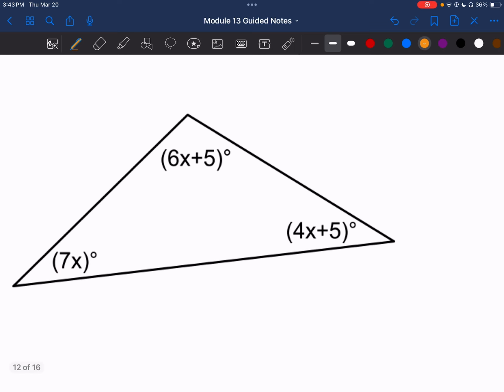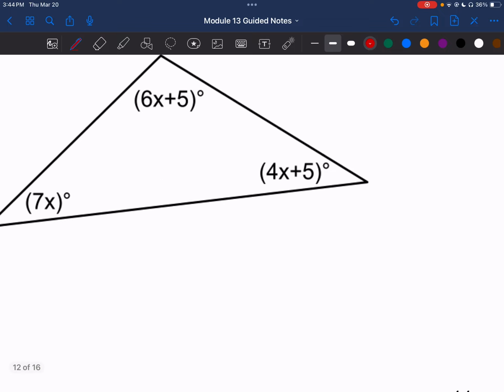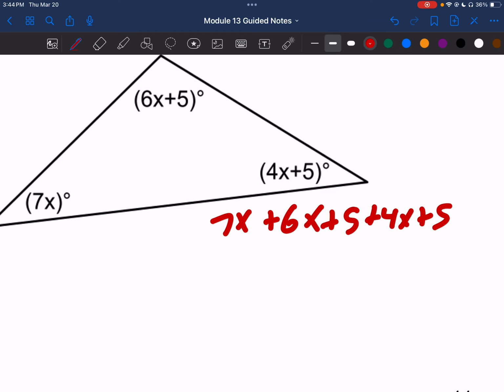All right, now, this one's a little bit different because we're given each of these angles as an expression that represents degrees, but not actually the degrees. But we're still going to take the same approach. We are going to add them all together. So I'm going to do 7x plus 6x plus 5 plus 4x plus 5 equals 180.